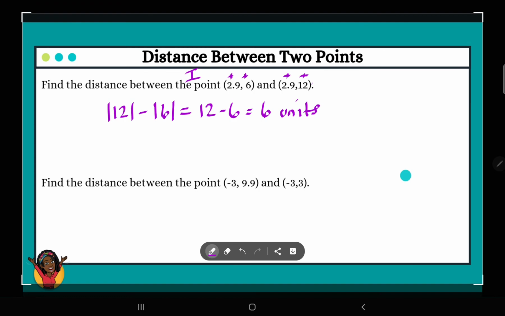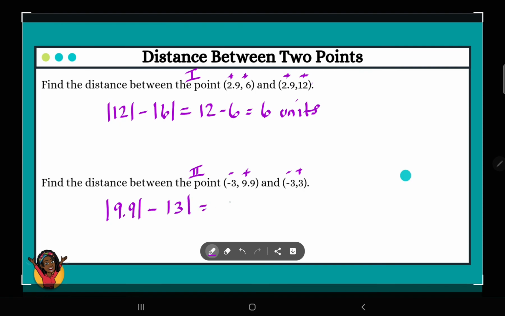Now we take a look at this one. So I have a negative and a positive, a negative and a positive. This happens in quadrant 2, where my x is negative and my y is positive. Now they share the same x value, so I'm going to take the difference of the absolute value of my y values. So the absolute value of 9.9 minus the absolute value of 3.